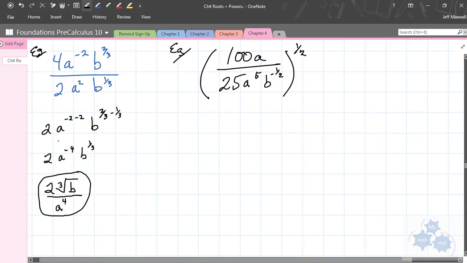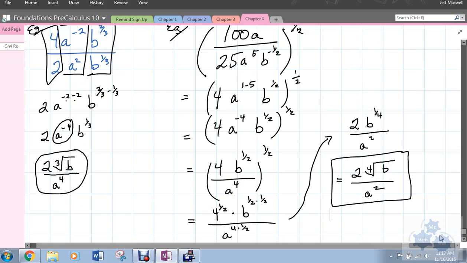Alright, so if we take a look at the answer here real quickly, 4 over 2 is 2. a to the negative 2 divided by a squared, you subtract those two to get a to the negative 4. Subtract the fractions there. 2/3 minus 1/3, 2 minus 1 is 1. So that's b to the 1/3. This factor goes down to the denominator to become positive. And if it's in radical form, then you would write b to the 1/3 as cube root b. So 2 cube root b over a to the 4th. Okay? Question?